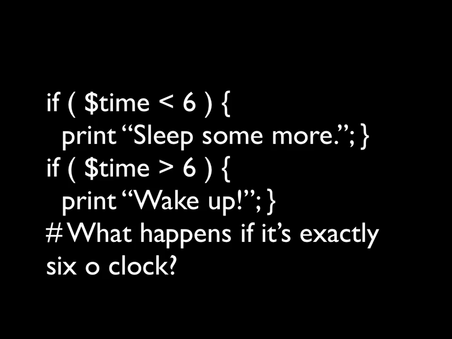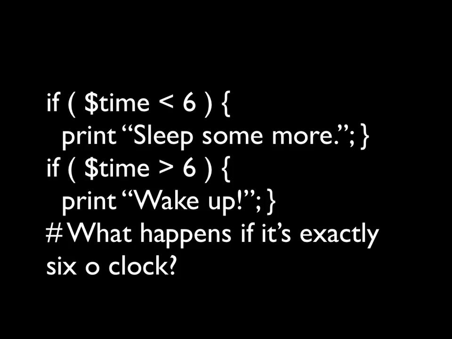For example, look at this statement that's trying to program an alarm clock. You can say if time is less than 6, print sleep some more. Then we have another if statement: if time is greater than 6, print wake up. And if you're looking closely, you should be asking yourself, what happens if it's exactly 6 o'clock? In the case of this code, nothing happens if it's exactly 6 o'clock.